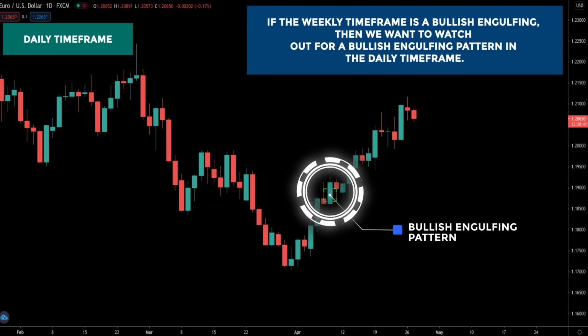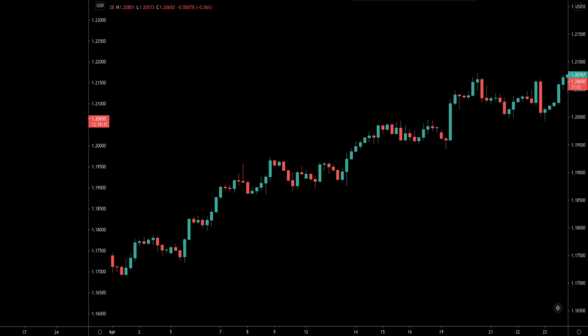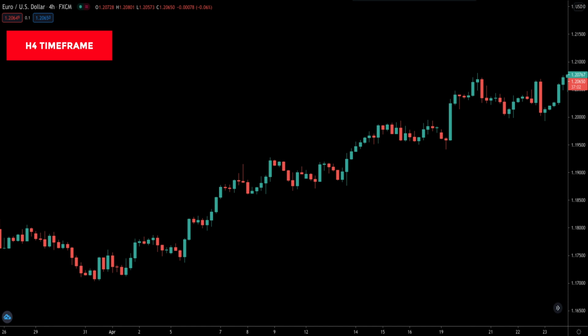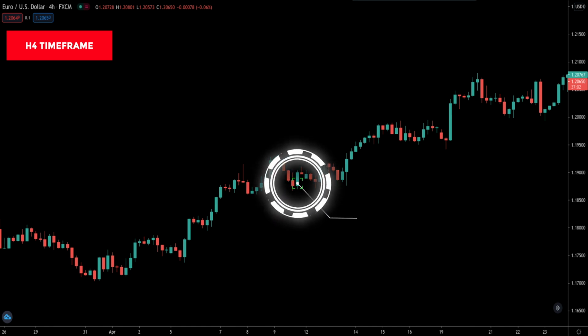Once we get that, then it's time to move on to step number 3. Step number 3 is where we look for our entry in the lower time frame. So drop down to the H4 time frame and it's time to look for an engulfing or inside bar candlestick pattern. For this example, we have a bullish engulfing candlestick right here.